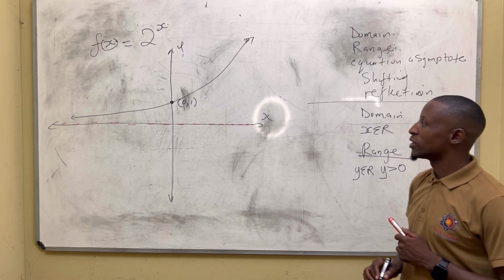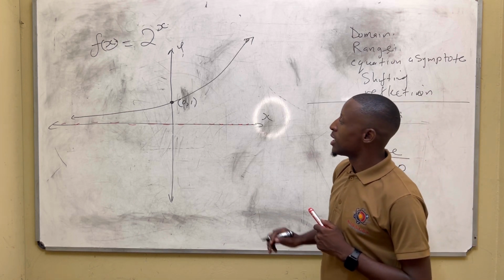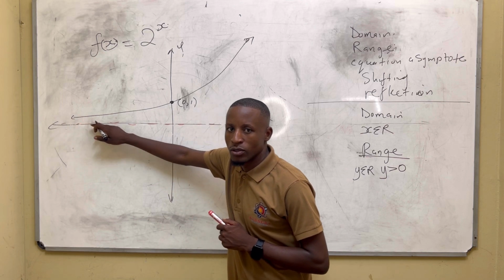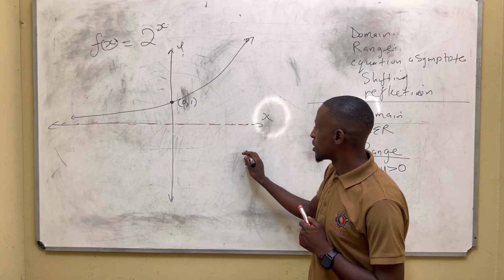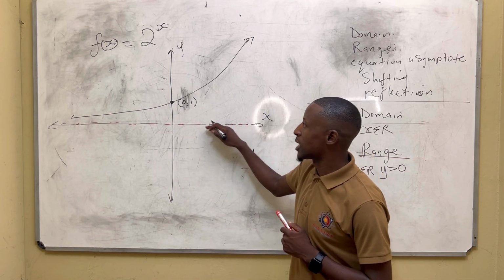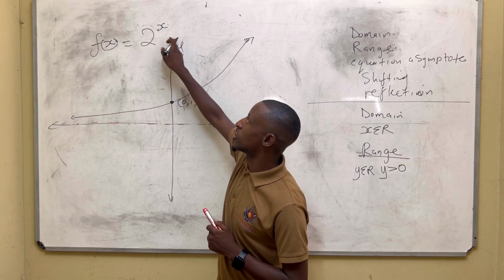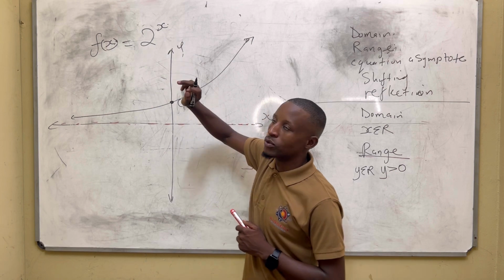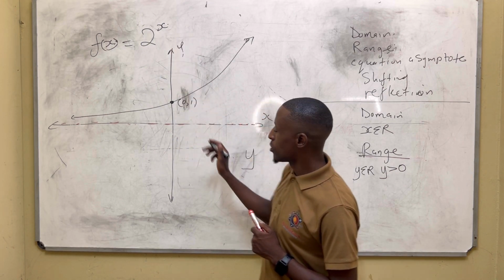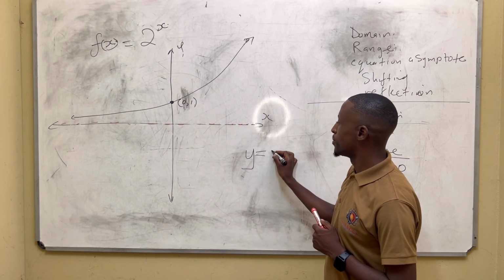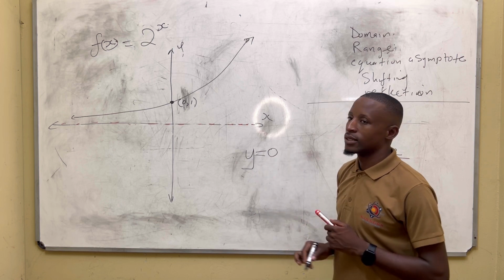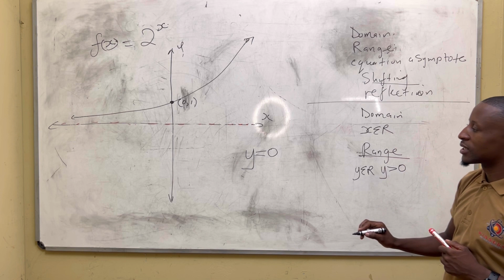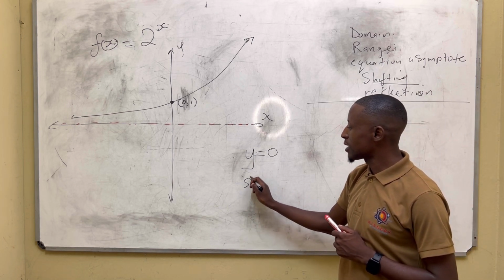Let us move to the equation of the asymptote. Our asymptote is a horizontal line, so it will be represented by y because it's cutting the y. Or you can check your q, the value where you will find your q, that will be your asymptote. Our q now is 0, so the equation of the asymptote will be y equals 0. Let us move to the shifting of the graph.